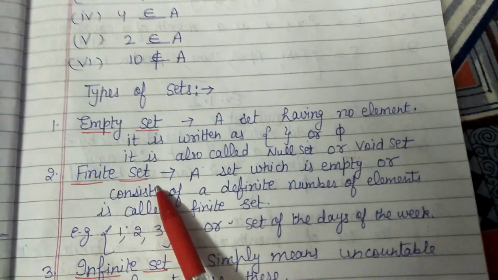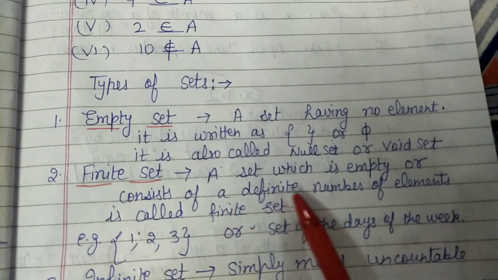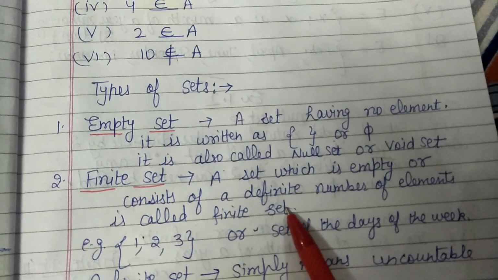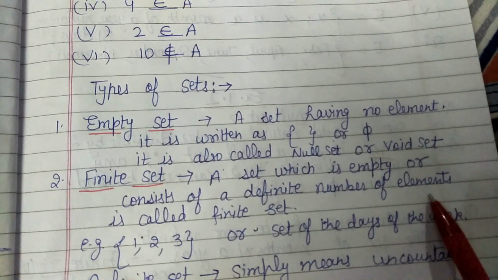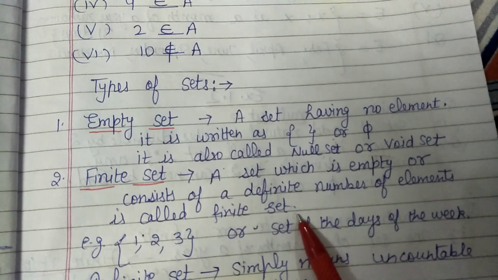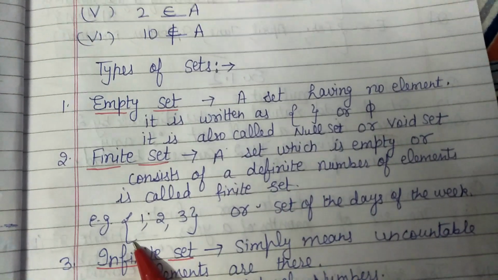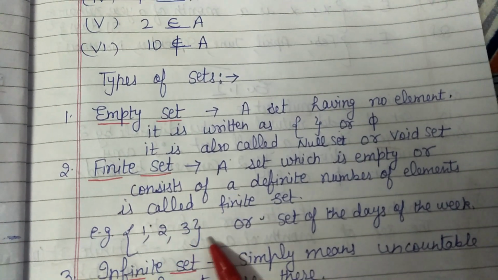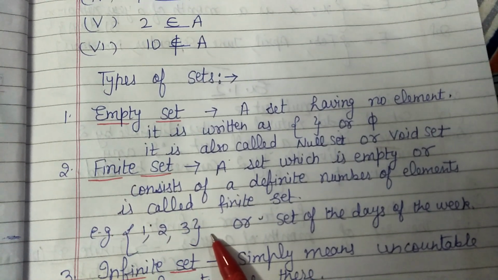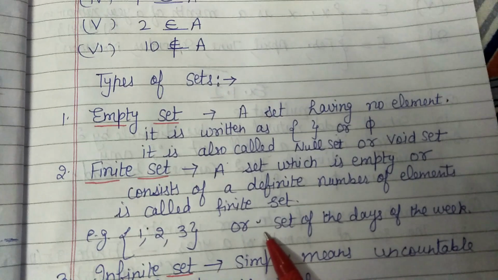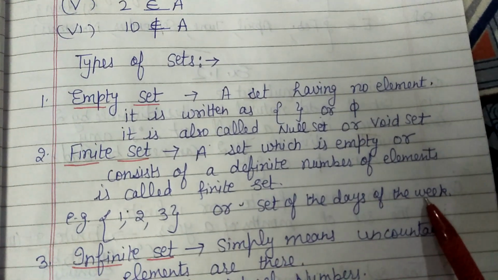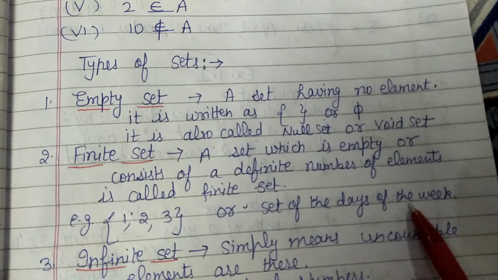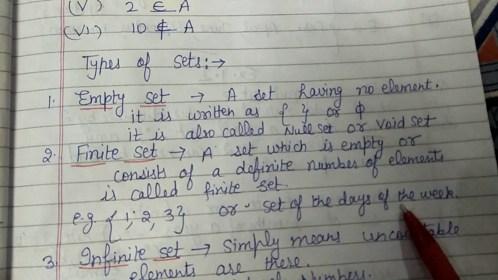Now second is finite set. A set which is empty or consists of a definite number of elements is called a finite set. For example, {1, 2, 3}. Here are 3 elements, countable elements, so it is finite. Or the set of the days of the week, 7 days, again countable, you can count it easily. It is countable, so it is a finite set.